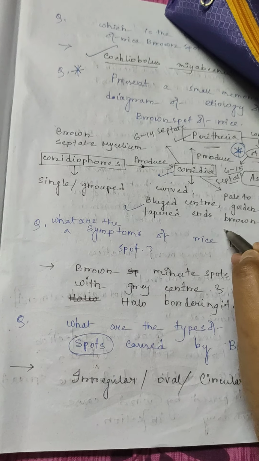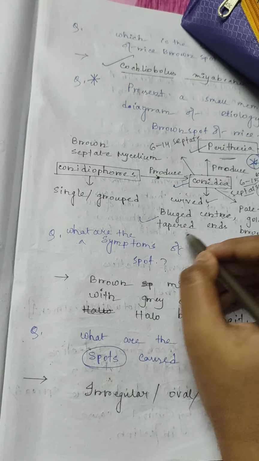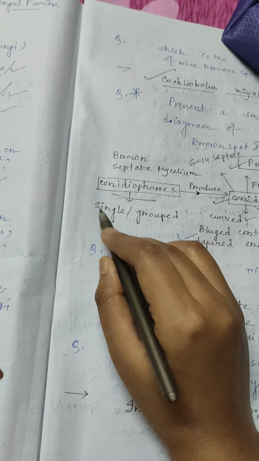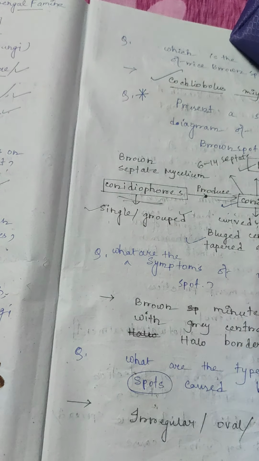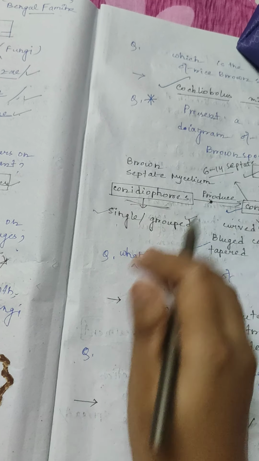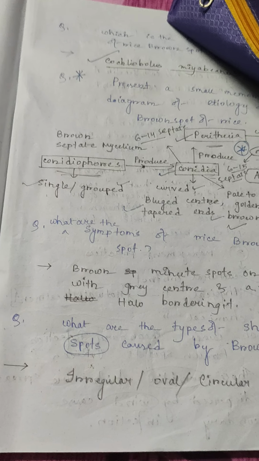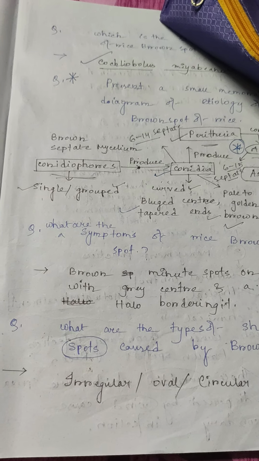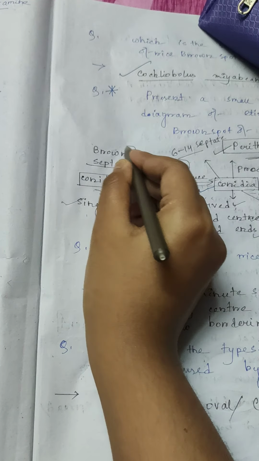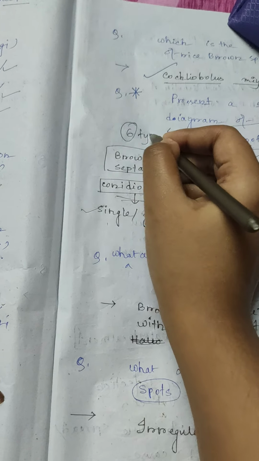Conidia are pale to golden brown in color. Conidia are curved, with bulged center and tapered ends. Conidiophores produce conidia. Conidiophores are single or grouped. Conidia are 6 to 14 septate. Brown septate mycelium. So how many types? Brown septate mycelium, conidiophores, conidia, perithecia, ascus and ascospores. Six types of etiology.